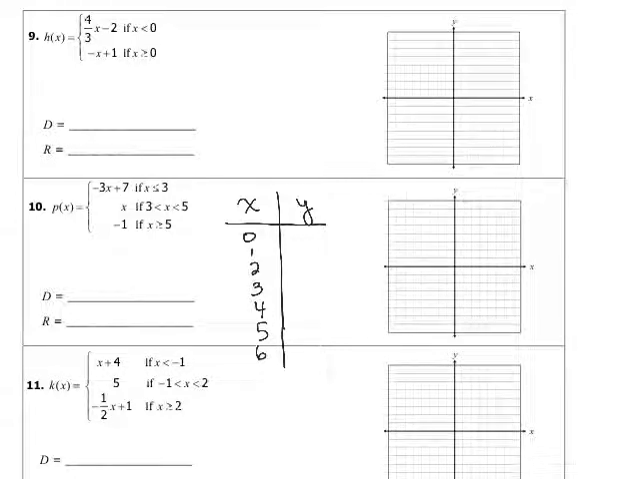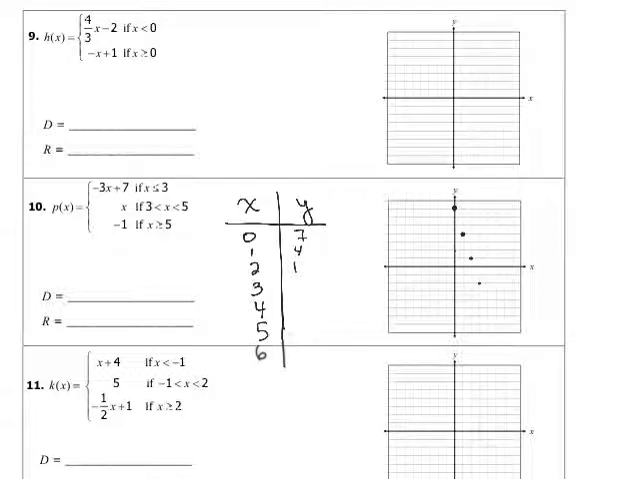So when x is less than or equal to 3, 0 is, so that's going to give us our positive 7. There's our y-intercept. When x is 1, positive 4. Then when x is 2, it is negative 6 plus 7, which is 1. We're basically going down 3 and over 1.